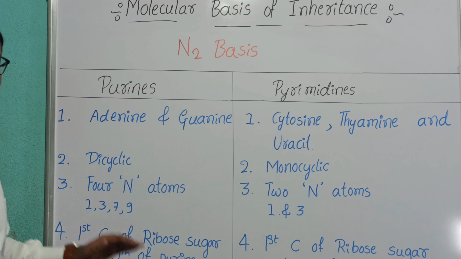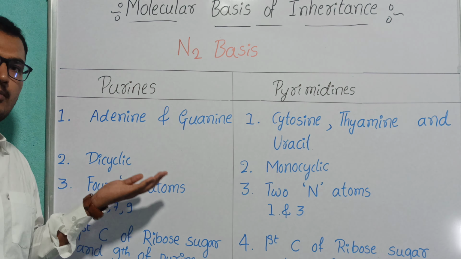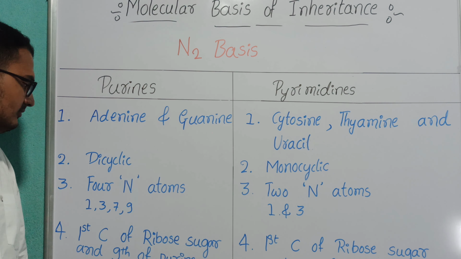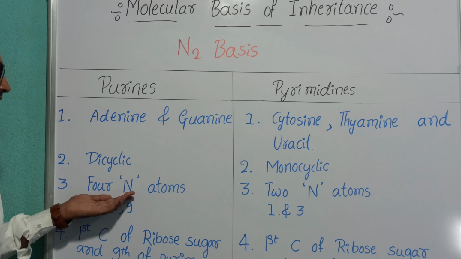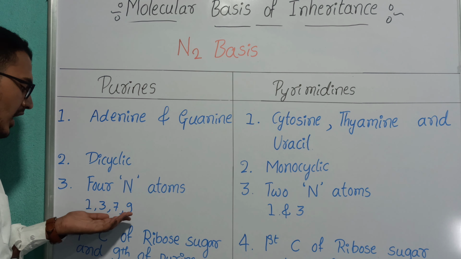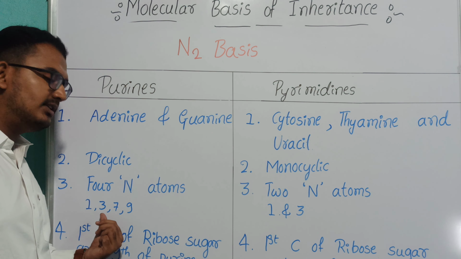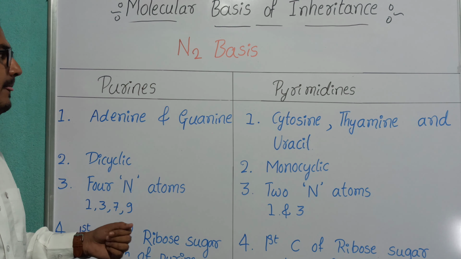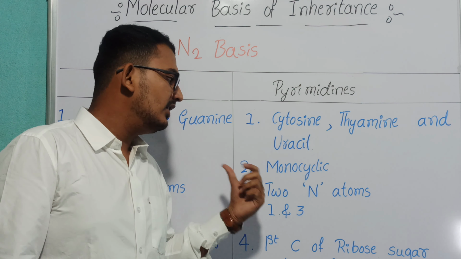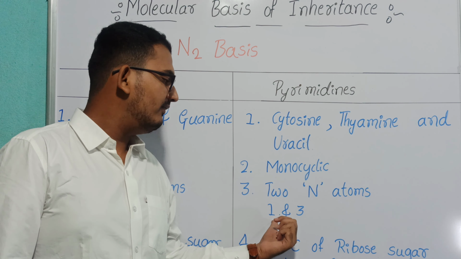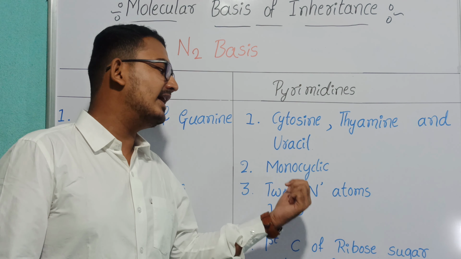Purines are dicyclic structures or compounds, while pyrimidines are monocyclic structures. 4 nitrogen atoms are present in purines, which are located at 1st, 3rd, 7th and 9th position in the dicyclic ring. In case of pyrimidines, 2 nitrogen atoms are present, which are located at 1st and 3rd position in the ring.